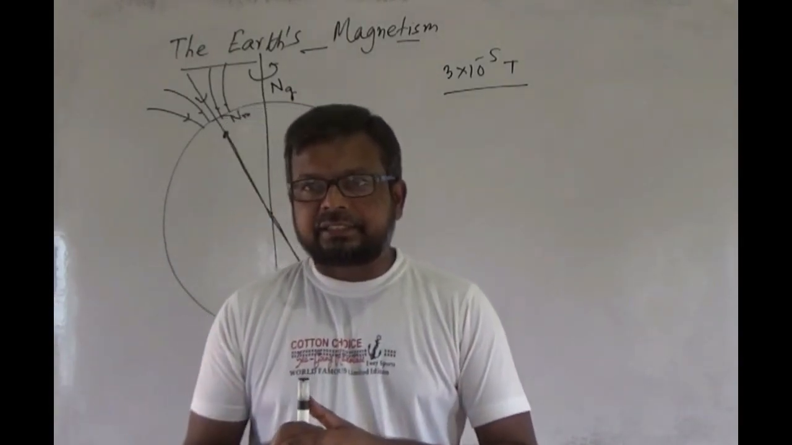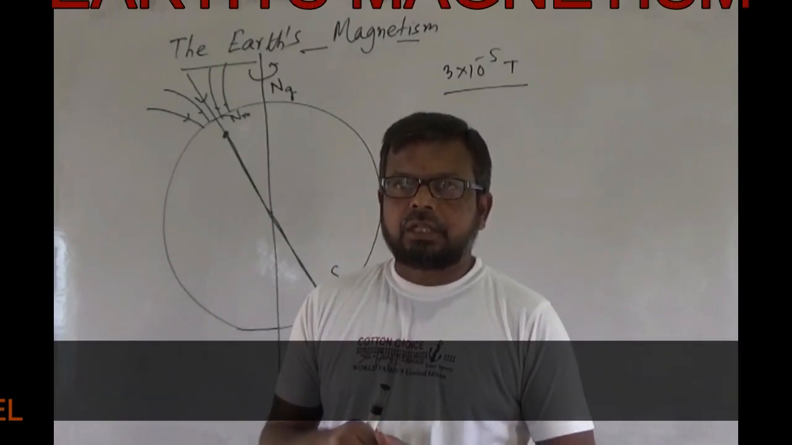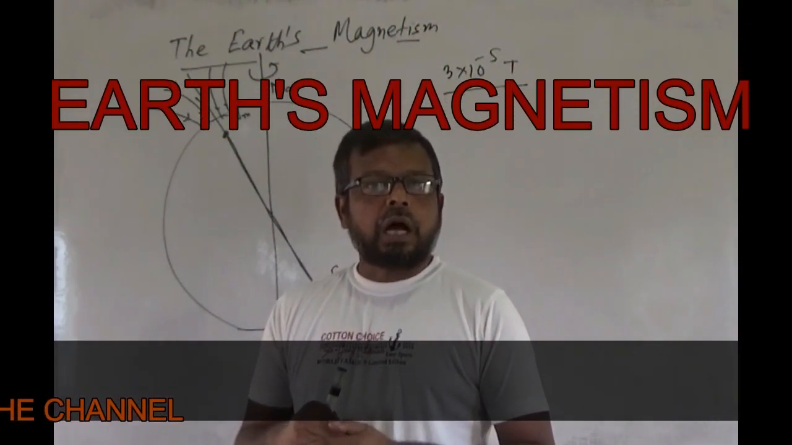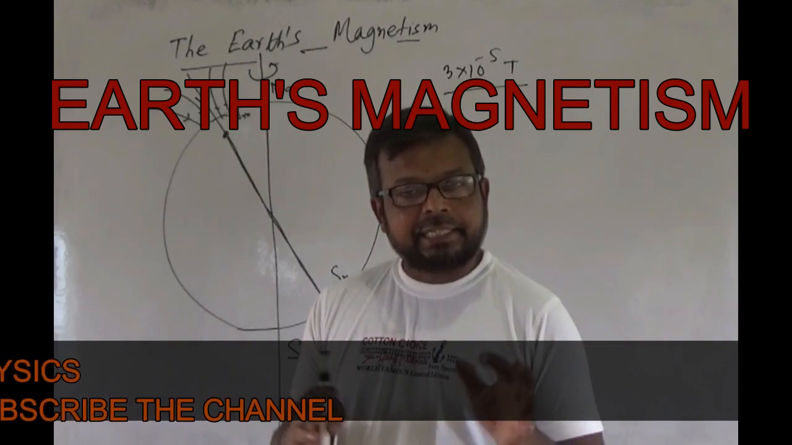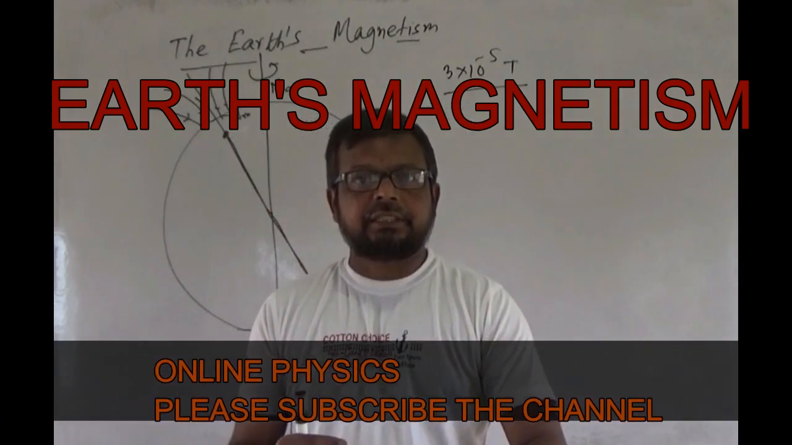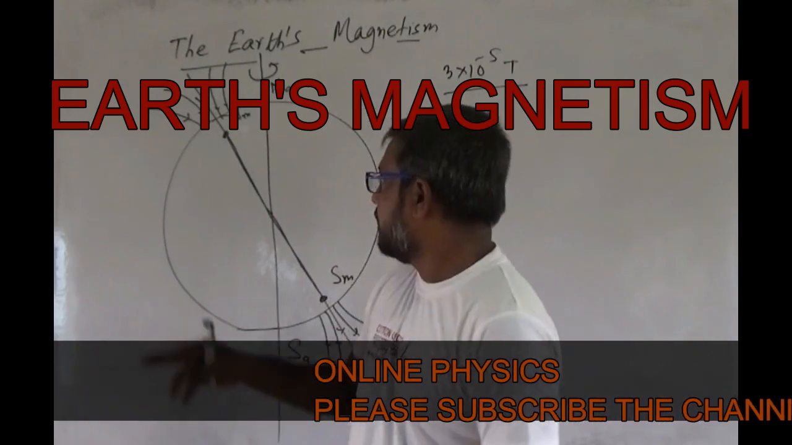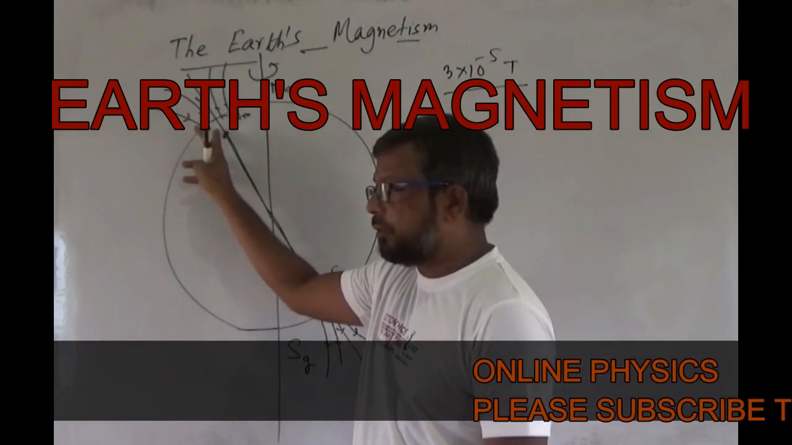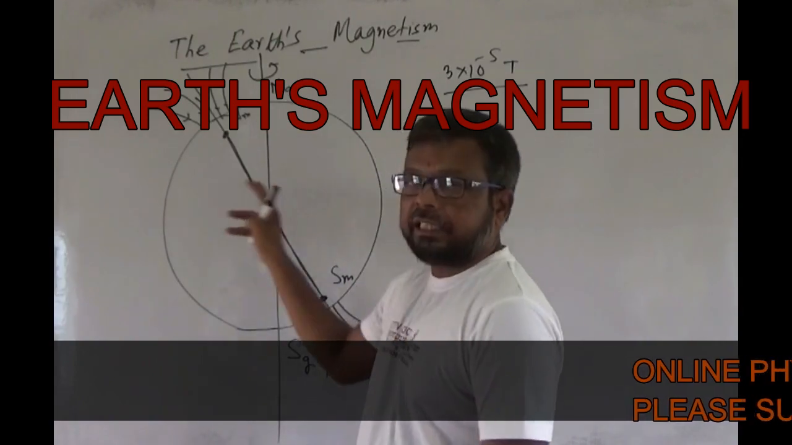The magnetic field lines due to Earth's magnetism are parallel to Earth's surface near the equator and perpendicular to the Earth's surface at the poles. At the poles, magnetic field lines are perpendicular, and at the equator it is parallel.